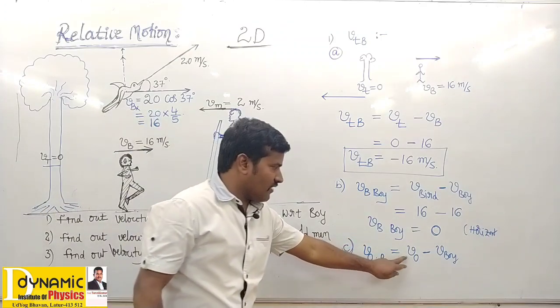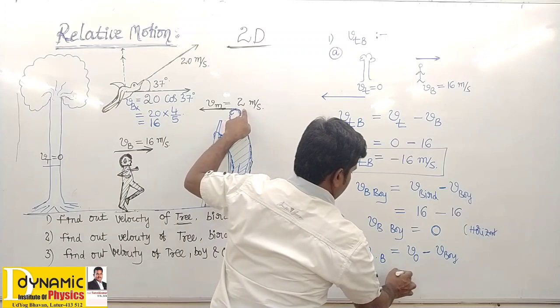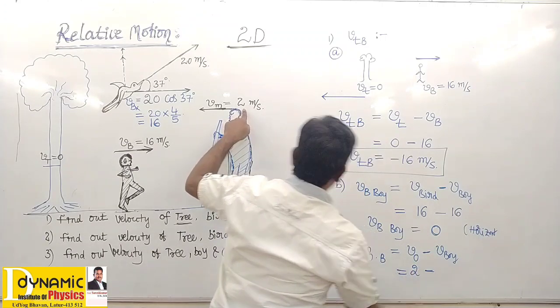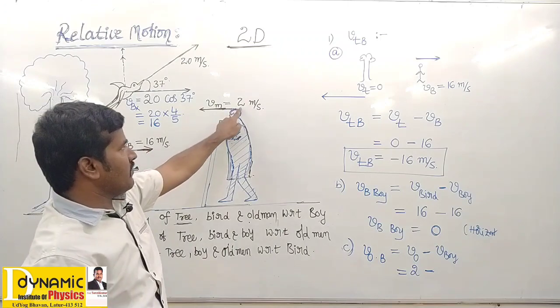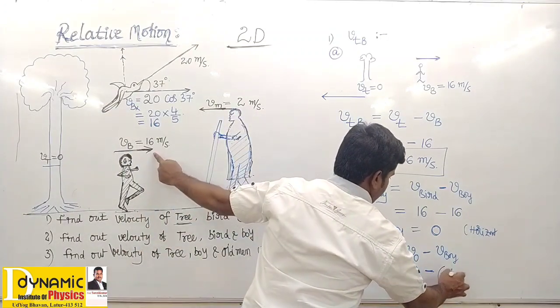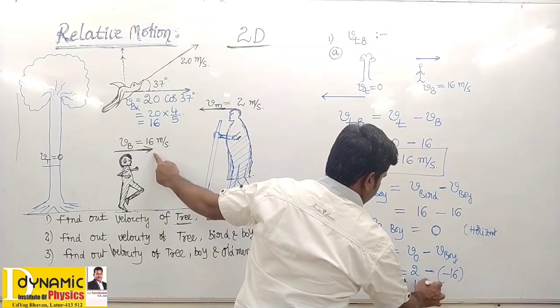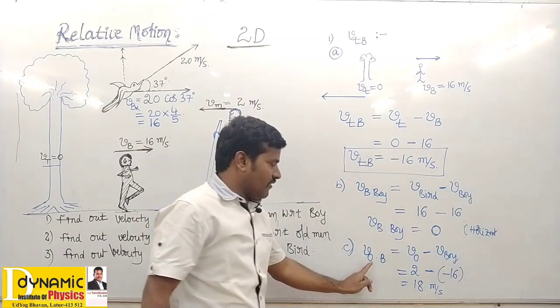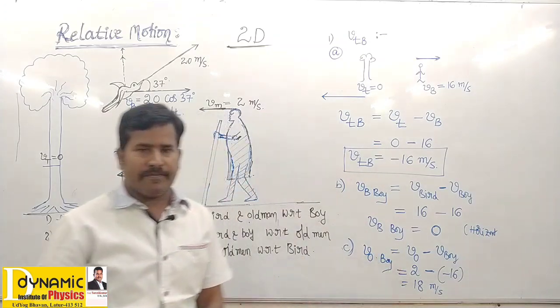So what is the velocity of old man? Old man velocity is 2 meter per second. But the boy's direction is opposite to the old man. This is considered plus, this is considered minus, so it is 2 minus of minus 16, that is 18 meter per second. This is the velocity of old man with respect to boy.